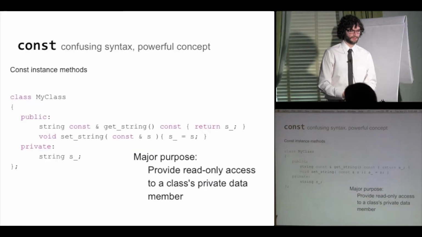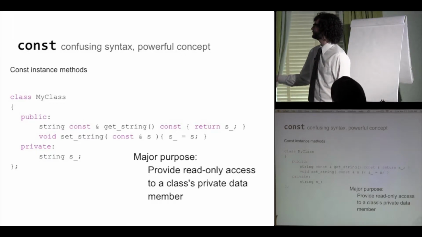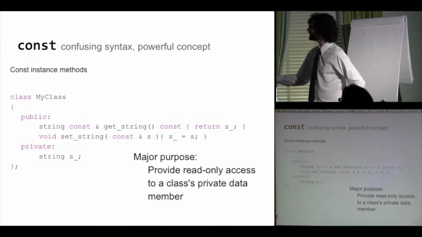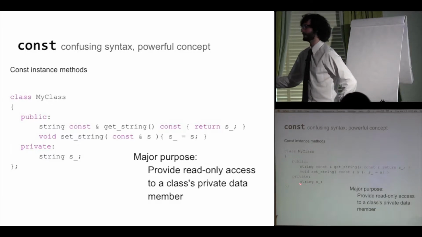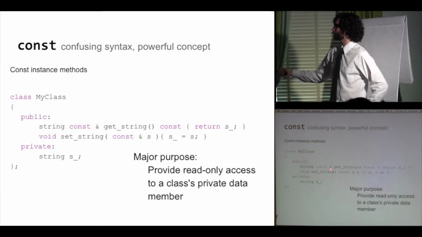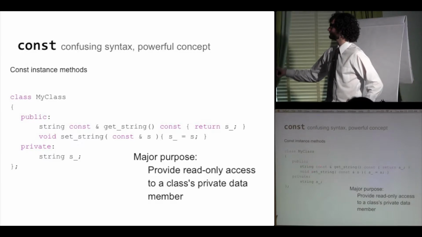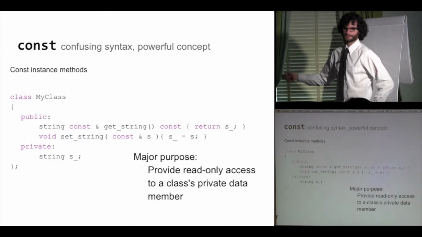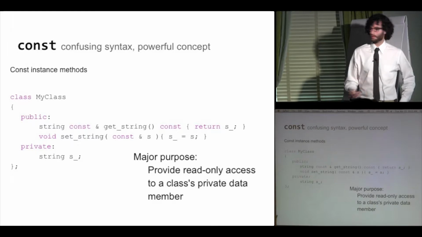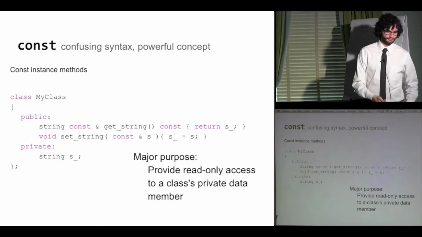Okay, so let's take a look at some of this stuff. So here we have some const instance methods. Here's this really great class called myClass. It has a single private data member called s underbar, which is a string, and then it has accessors for it. So this is the const return type that we just talked about. But if you notice, there's also this second const. So we're going to go over what that means. The major purpose of const instance methods, which is this const, is to provide read-only access to private data members.